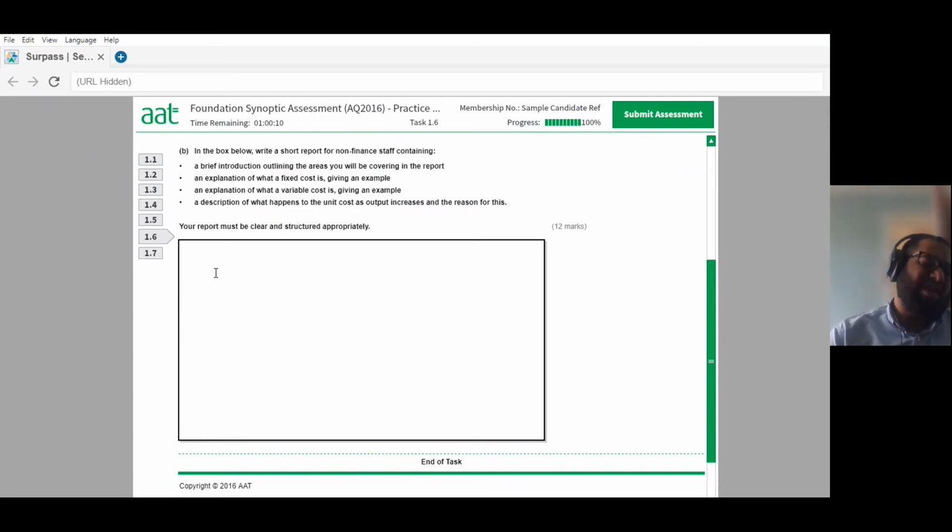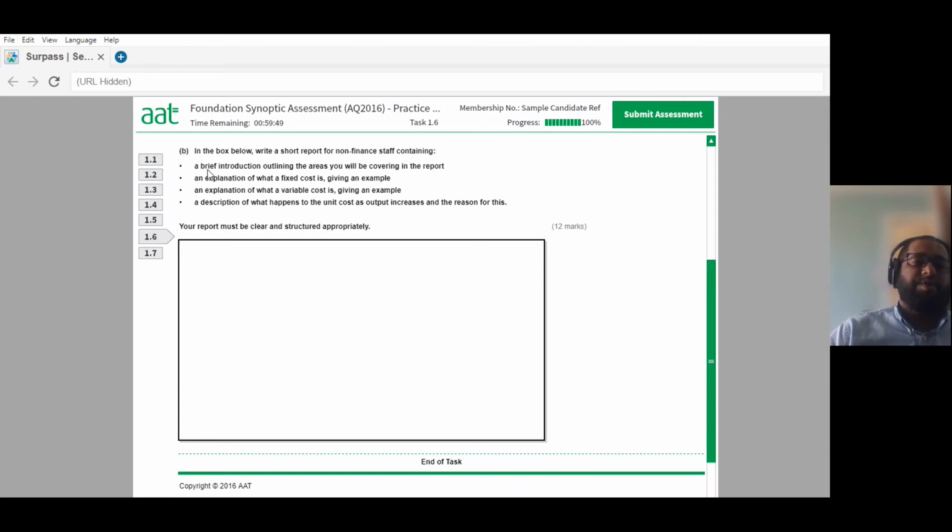Also make sure you give it a proper explanation by doing separate paragraphs for all the major topics they're asking you to talk about. Here, if you look at that, an explanation of what the fixed cost is, an explanation of what the variable cost is, a description of what will be the unit cost as the production increases, and what is the reason for that.